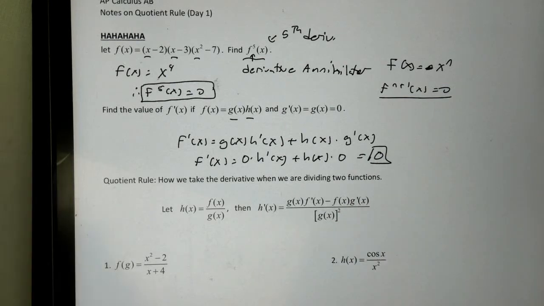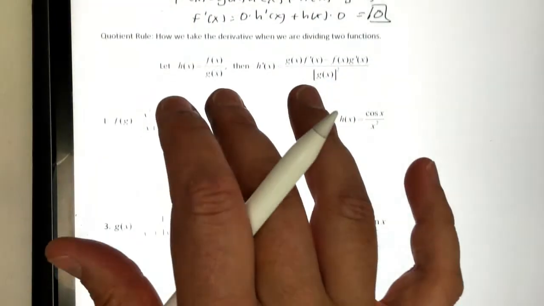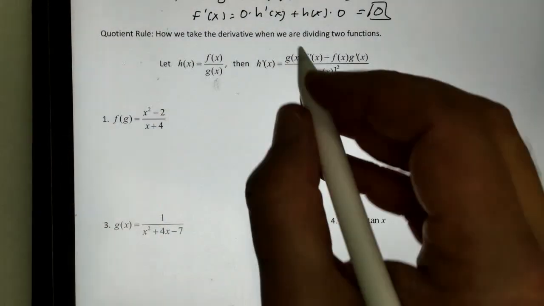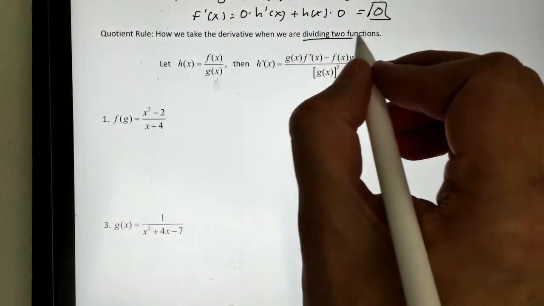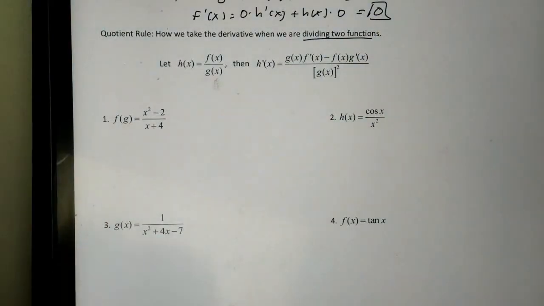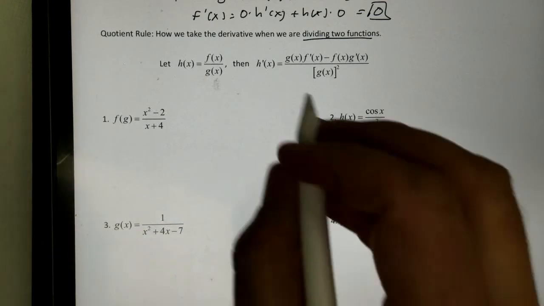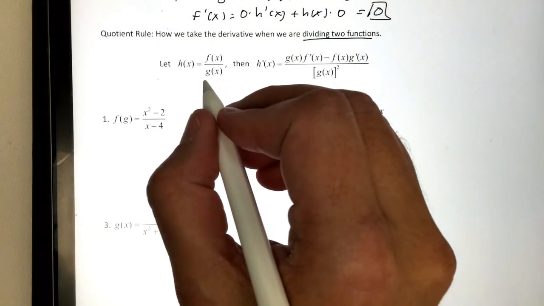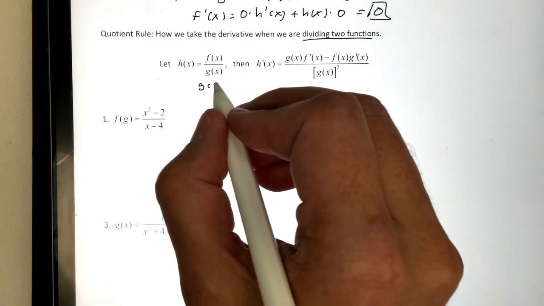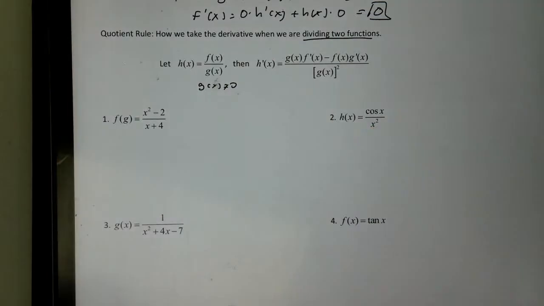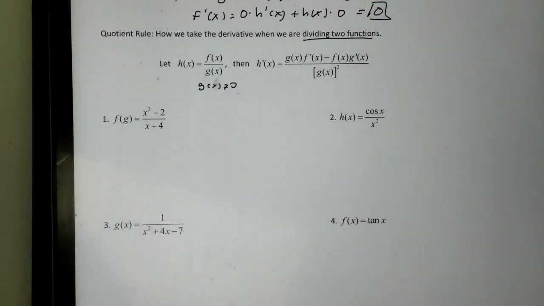Piece of cake. So let's take a look at our new rule for today. This is what we call the quotient rule. And this is how we take the derivative when we are dividing two functions. So if we have two functions, f of x and g of x, there's a slight caveat. G of x can't be 0, and that's just because we can't divide by 0.